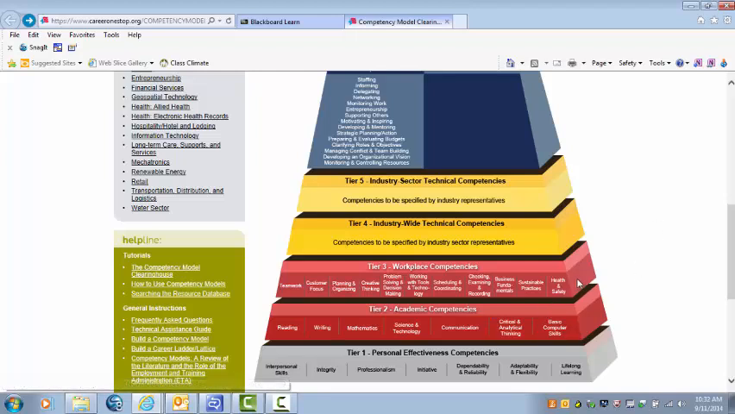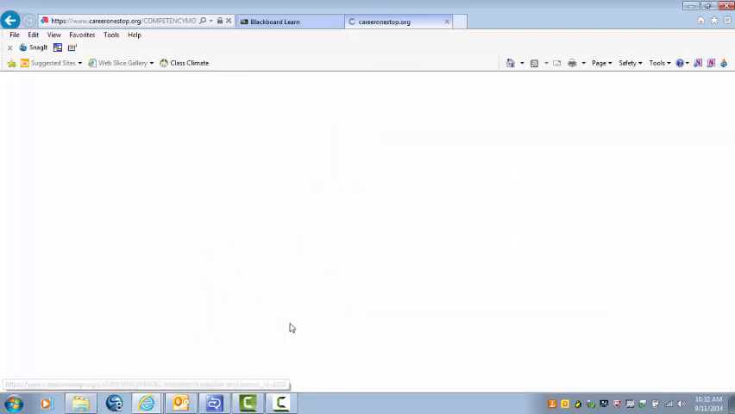Tiers 2 and 3 are competencies common to most occupations and were the source of the Hodges General Education Core. The competencies of reading, writing, mathematics, basic computer skills, and problem solving were adapted for our General Education Core. You can click on any of the competencies and see the detail of the components of that competency. So if I mouse over reading, I can see a definition of the reading outcome.